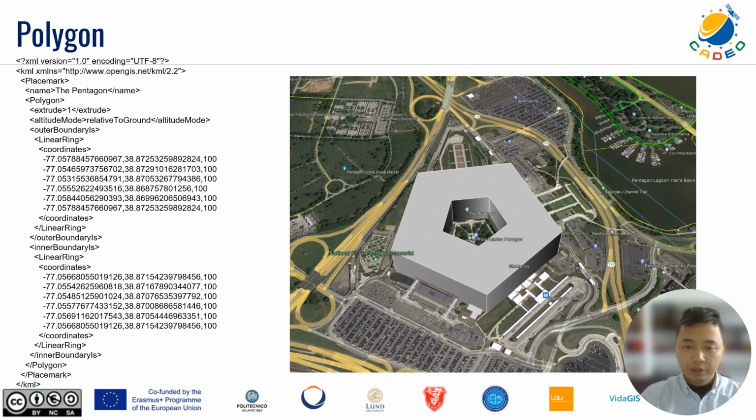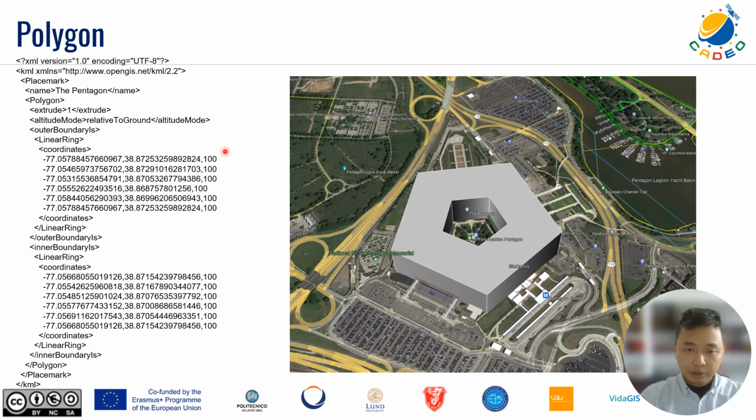Here in this case, we have one KML code. When displayed in the KML viewer, it shows a 3D extruded polygon representing a pentagon with an outer boundary and an inner boundary. The altitude for all vertices is set to 100 meters relative to the ground. The coordinates in the coordinates element define the specific points that make up the pentagon and its hole. We will take a look.